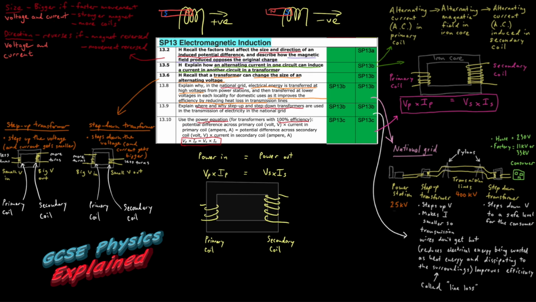And finally, use the power equation for transformers with 100% efficiency. So what goes in must come out. The power equation is basically the potential difference across the primary coil times by the current in the primary coil. So that's the voltage in the primary coil times by the current in the primary coil is going to equal the voltage in the secondary coil times by the current in the secondary coil. So yeah, what goes in must come out, if we're assuming it's 100% efficient.